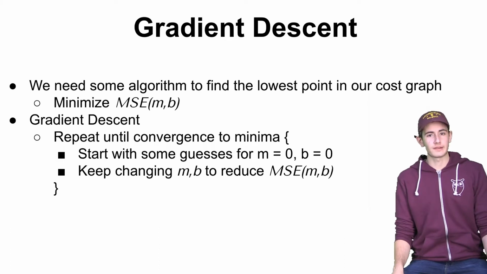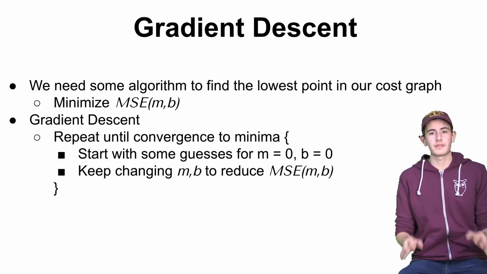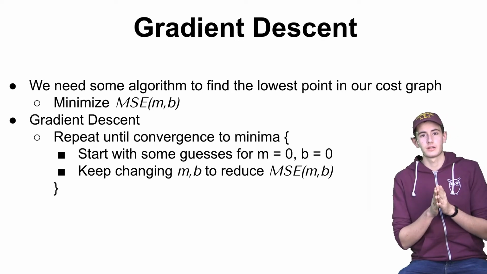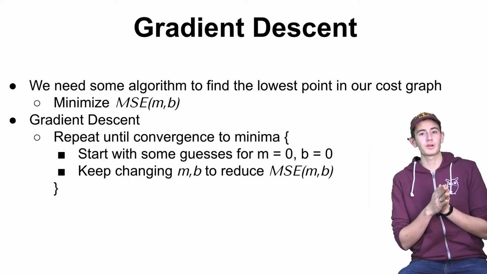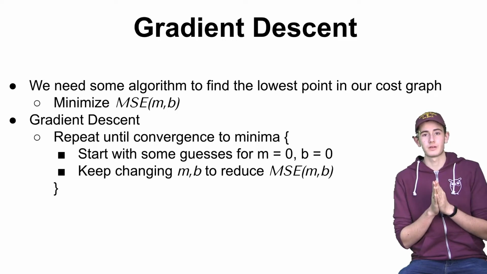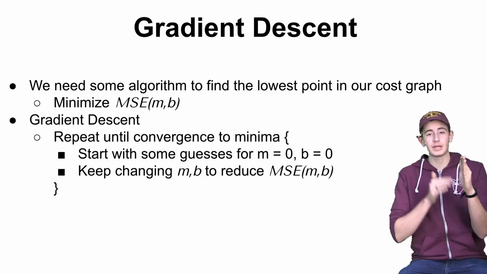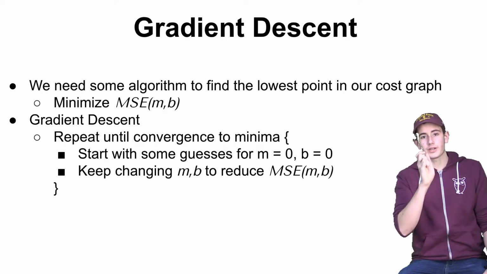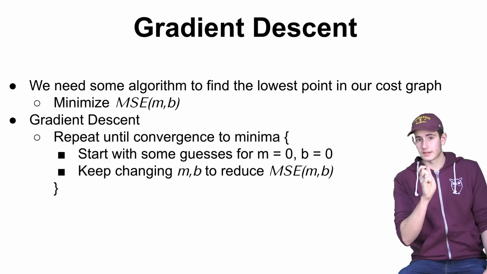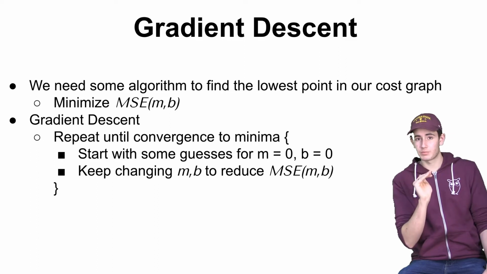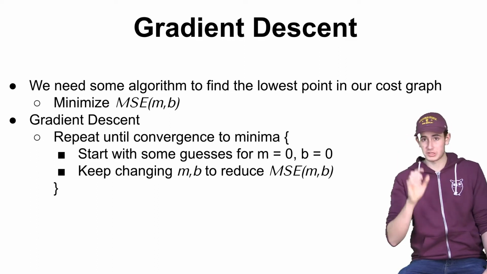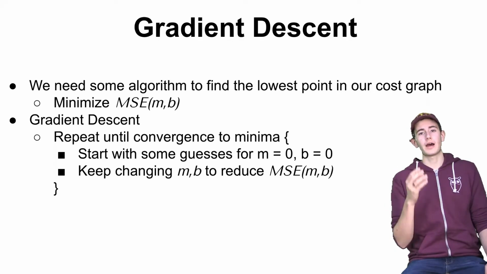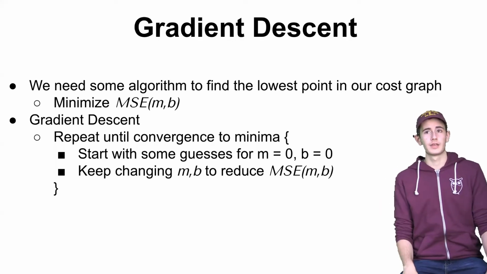So gradient descent is an algorithm that allows us to find the lowest point in our cost graph. And that lowest point corresponds to two values, M and B, which means that there's an M value and a B value that ensures a very, very small distance between our predicted outputs and the real outputs, which is exactly what we want. We want a very accurate model. The question is, how does this algorithm work?